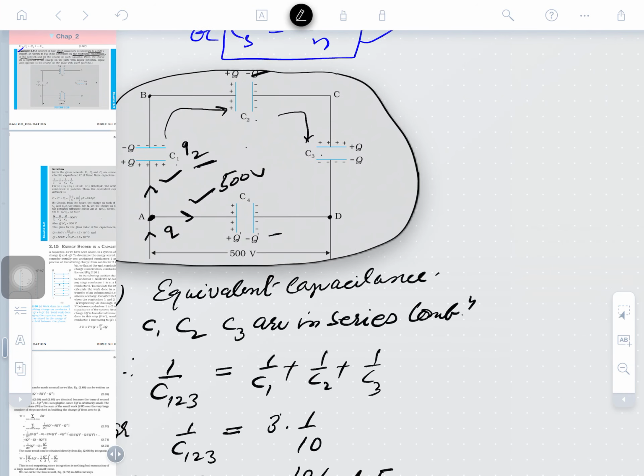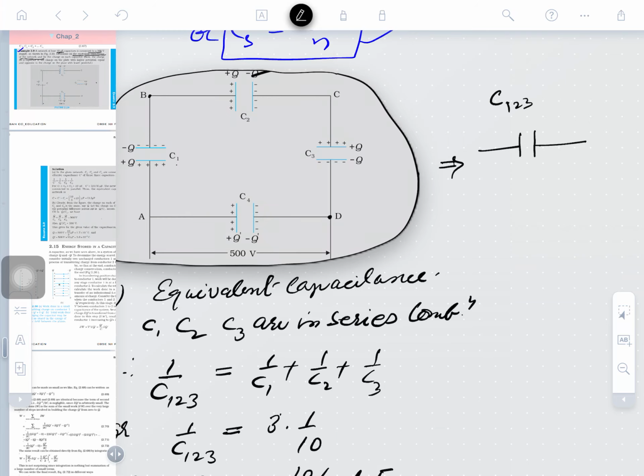It means these three capacitors C1, C2, C3, all three together will give you the equivalent capacitance. What equivalent capacitance will they give? So, this equivalent capacitance is here, this is a capacitor, namely C123. And here is another capacitance, C4.